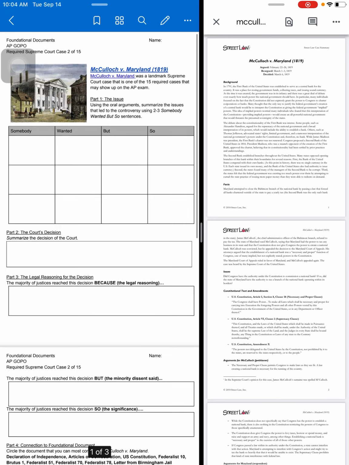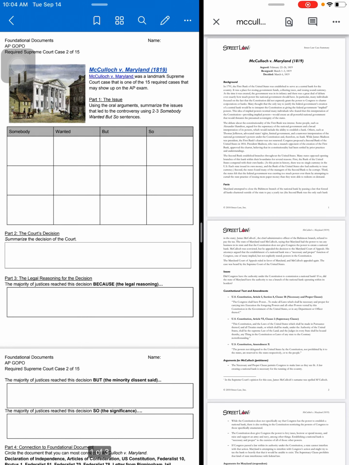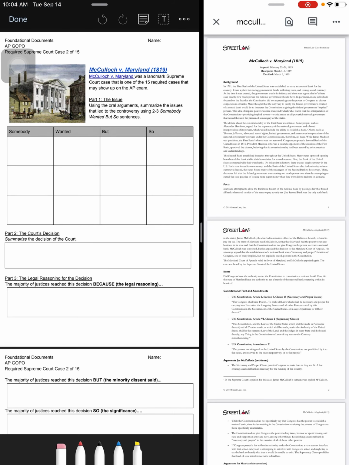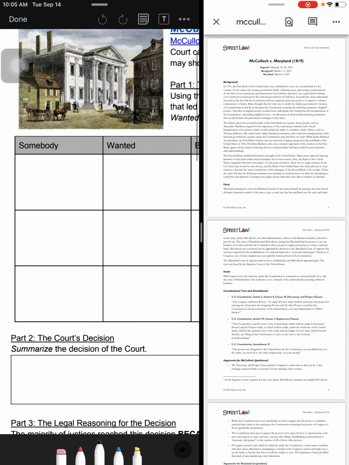We're going to summarize the arguments or the issues that led to the controversy using this somebody wanted but so method. So for somebody, we're going to put our subjects. Now, I would always suggest using the subjects in the case for the first 2 sentences at least. So our subjects in this case are McCulloch and Maryland. So we kind of talk about Maryland first, so I think I'll start with that sentence.